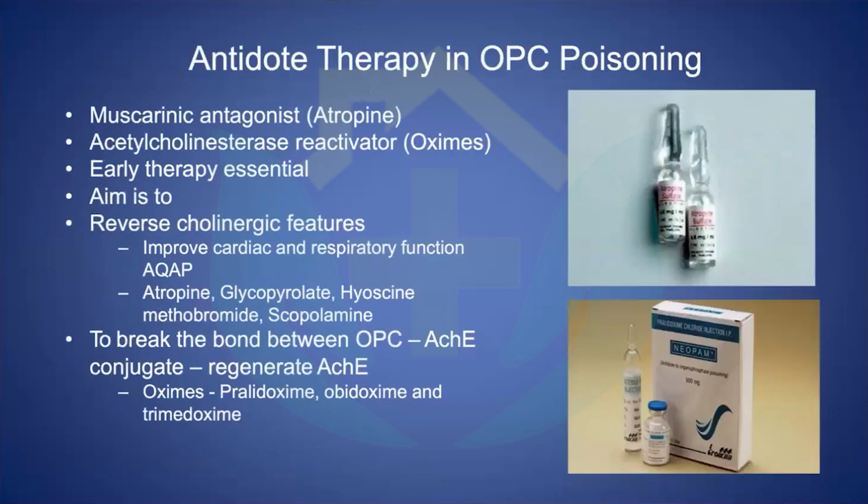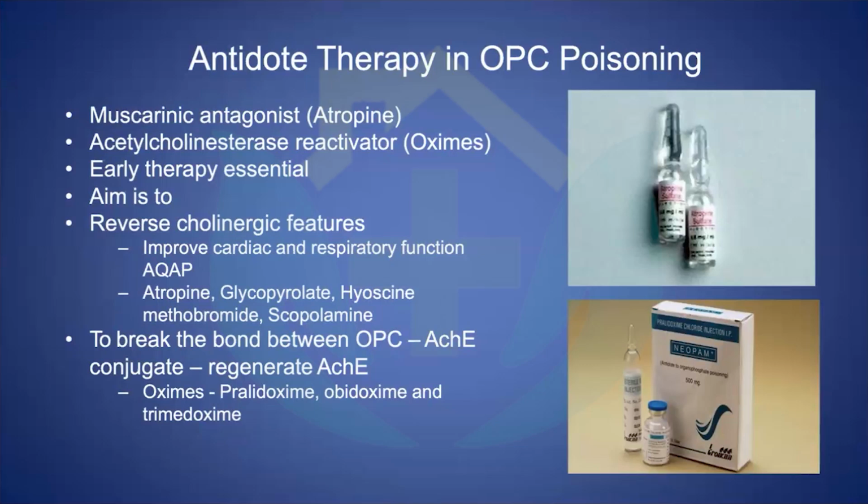Antidote therapy for OPC poisoning: the muscarinic antagonist is atropine, and the acetylcholinesterase reactivator is oxime. Early therapy is essential. The aim is to reverse cholinergic features and improve cardiac and respiratory function. Atropine, glycopyrrolate, hyoscine methobromide, and scopolamine can be used to reverse the cholinergic features.